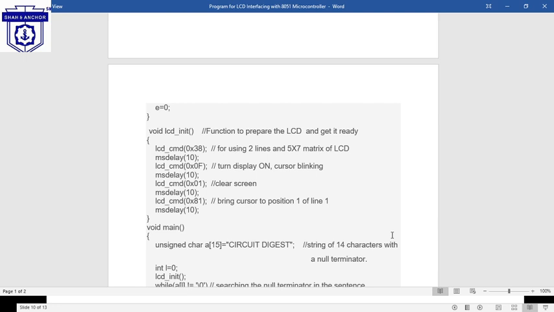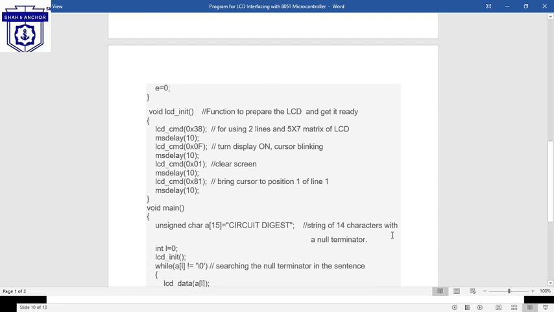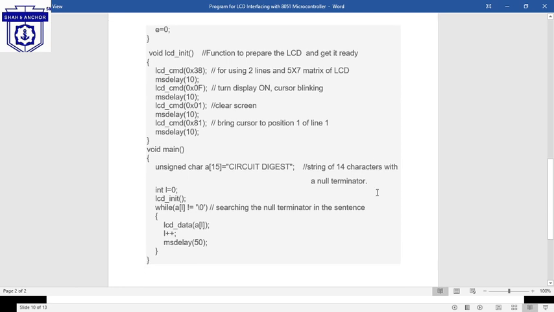Then LCD_CMD 0x0F turns the display on with cursor blinking. Then msdelay 10. Then clear the screen command, LCD_CMD 0x01. msdelay again 10. Then bring the cursor to position 1 of line 1. What command are we writing? LCD_CMD 0x81 and again msdelay is 10. That's 10 milliseconds. Then the main function.